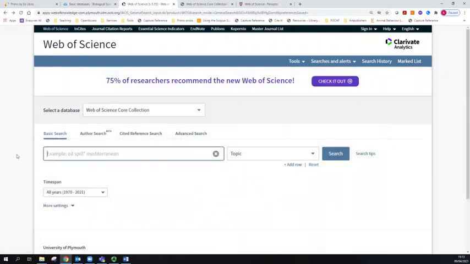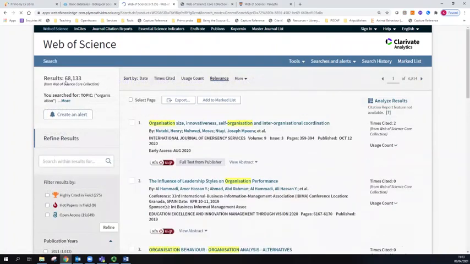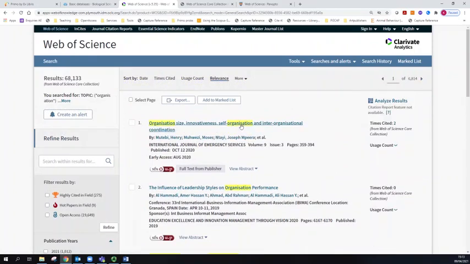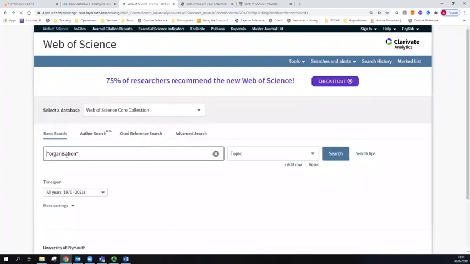Another wildcard that can be useful is the question mark. So you may have a situation such as the word organisation in a phrase search. If we put organisation in by itself, we're getting 68,000 results. But it's worth remembering that in American English, organisation would be spelt with a Z. So to account for variants such as spelt with an S or spelt with a Z, we can actually replace that S with a question mark.